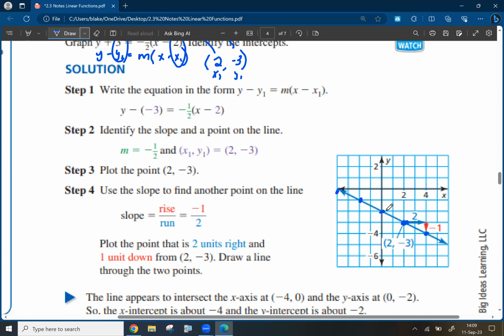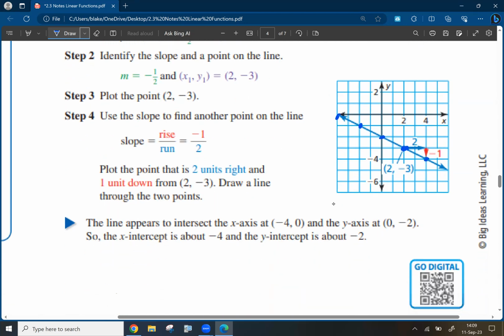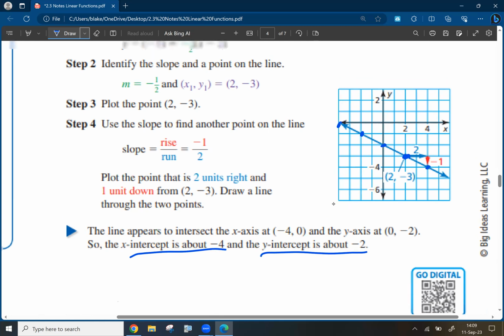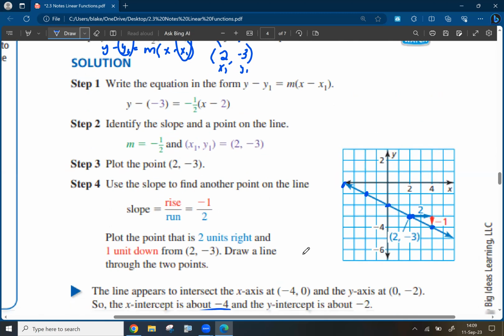And so now with this line, you can see the intercepts. The y-intercept is at 2. And the x-intercept, if you carry on this way, is at negative 4. And so they mentioned that the y-intercept is at negative 2 and the x-intercept is at negative 4. So you're going to take the information and graph it and then see where the intercepts are on the graph.